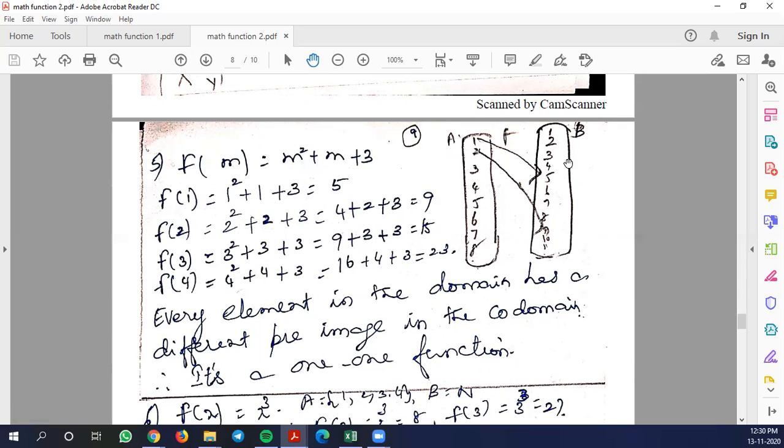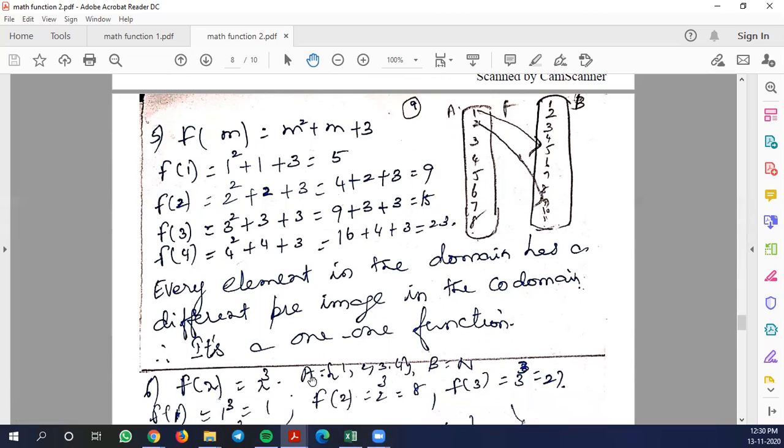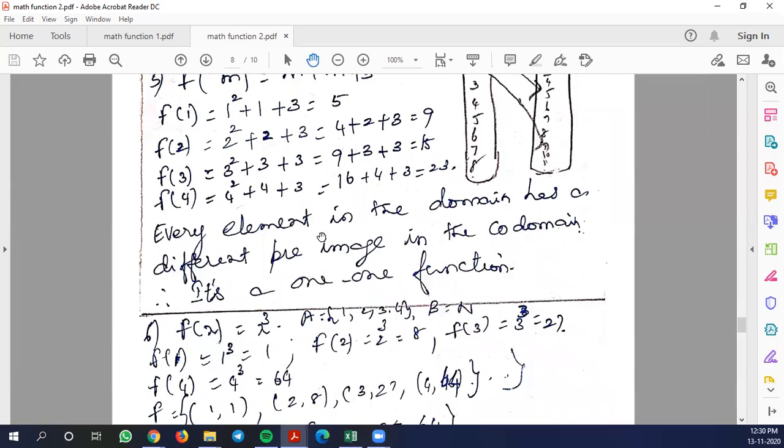Now we are drawing the arrow diagram. 1 is matched with 5. Then 2 is matched with 9. 3 is 15. Like that it is going on. Every element in the domain has a different image in the codomain. Therefore, it is a one-to-one function. So, when do we say it's a one-to-one function? If every element in the domain has a different image in the codomain. So, it is a one-to-one function.